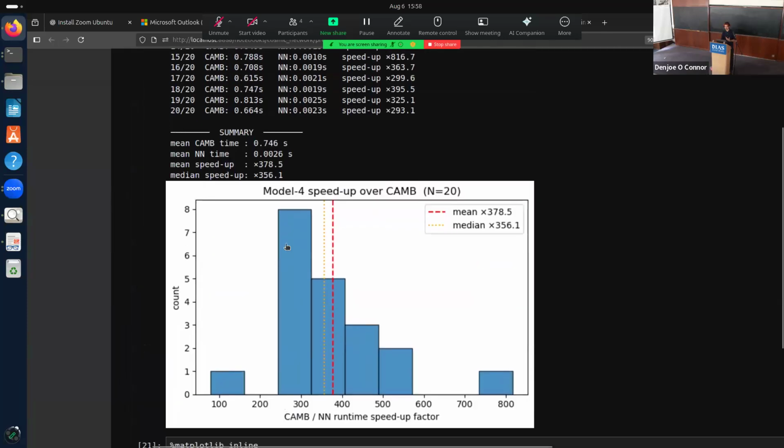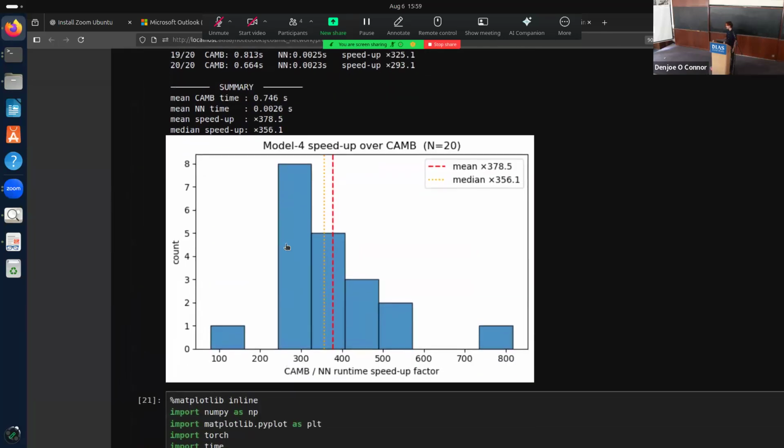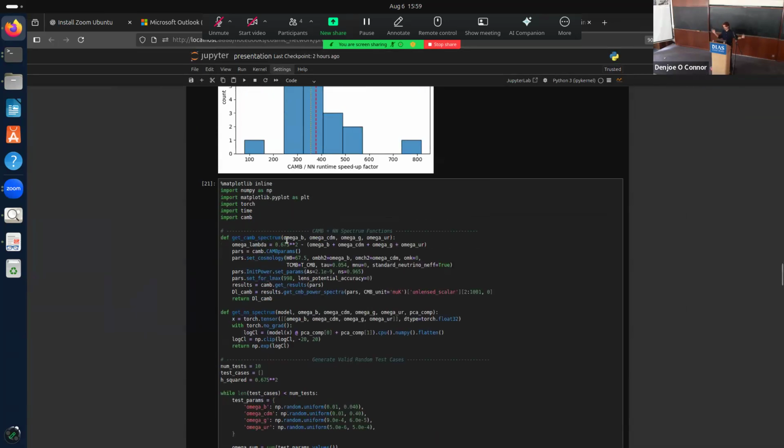This is how the model does compared to actual CAMB. We see that it's a median of nearly 400 times faster. So I would call this model successful for what it's supposed to be. And that concludes the presentation.